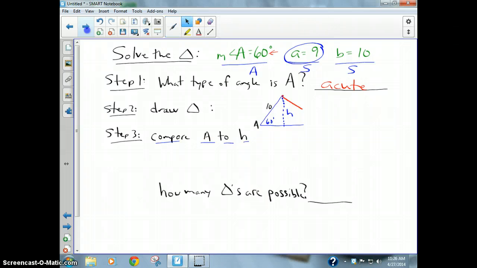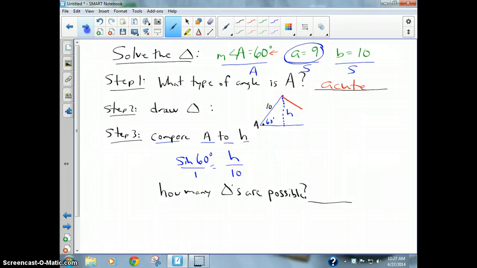Well, my big, fat, juicy, black, hairy bug is standing at the 60-degree angle right there. So therefore, we're going to write the sine of 60 degrees over 1 is equal to H over 10. If you solve that, you're going to find out that H is approximately 8.66.